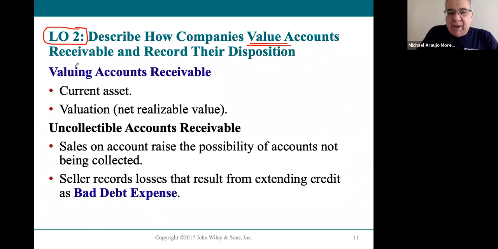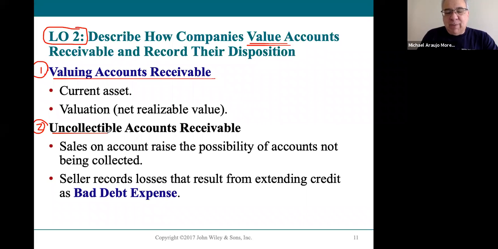So we have to make sure that we're valuing the accounts receivable properly. And as you know, it looks like a little bit of a moving target, right? Because of returns and allowances, because of discounts. Is $48,000 of receivables really worth $48,000? No, we know that. And in addition to that, we have to know that some receivables are not going to be able to get collected.